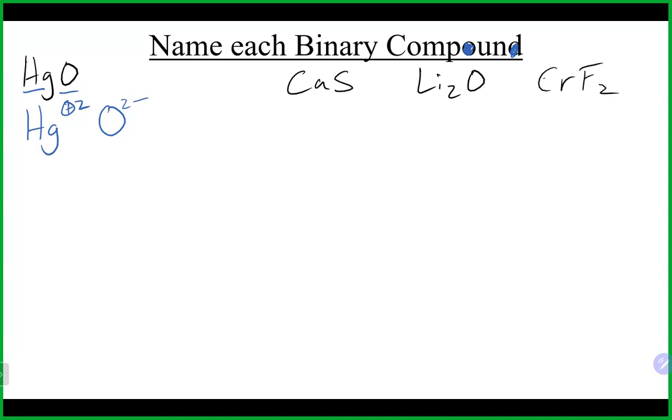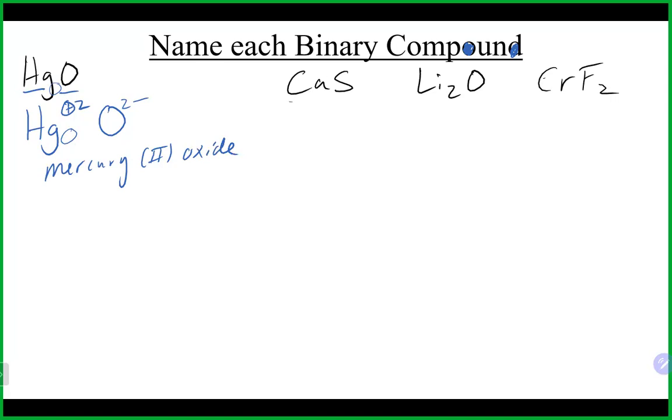By the way, is this mercury 1 or mercury 2? It is mercury 2 because remember, mercury 1 would also have a 2 on the bottom, right? So this is going to be mercury Roman numeral 2 and oxide like we talked about previously.